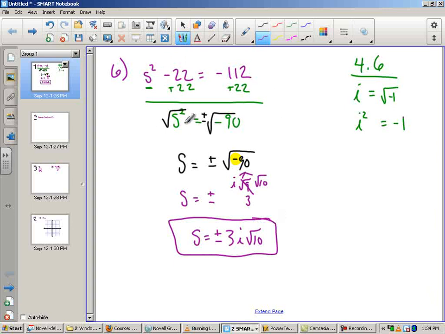So real quickly, get the squared variable alone. Take the square root. Make sure you have your plus and minus. Look inside. If there's a negative, that will come out as an i. Right here, we did that. Then we factor the rest of it the way we did the day before.